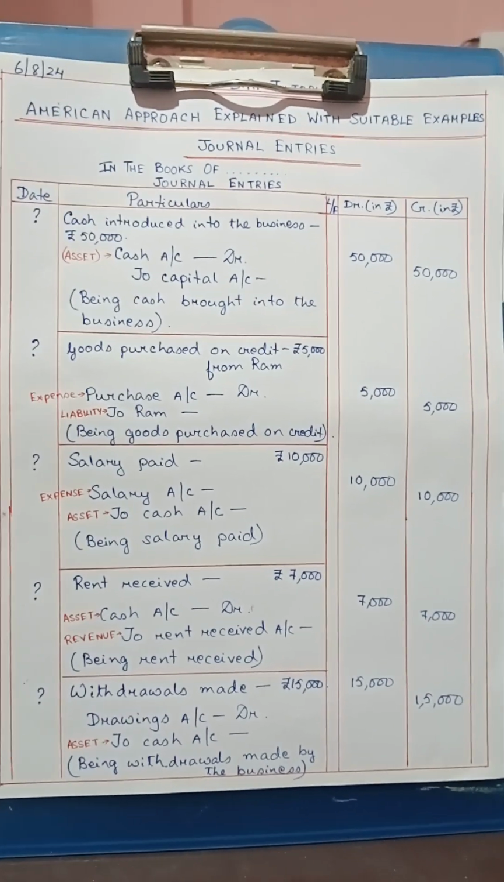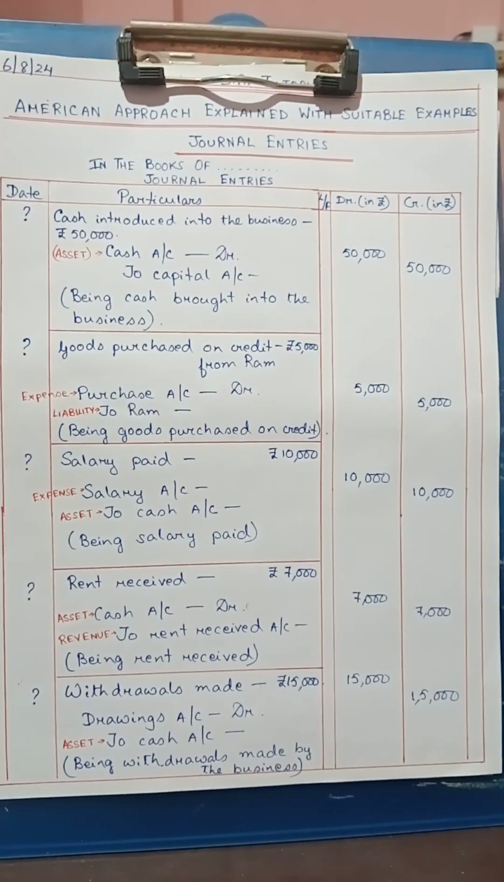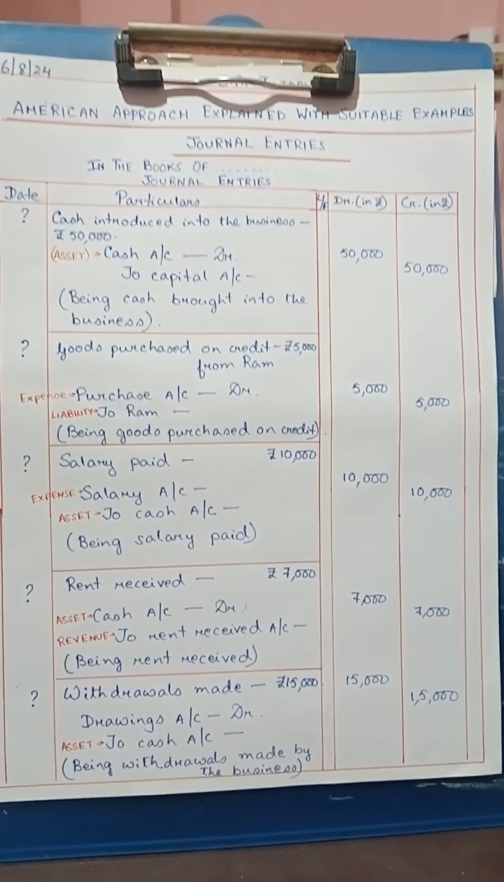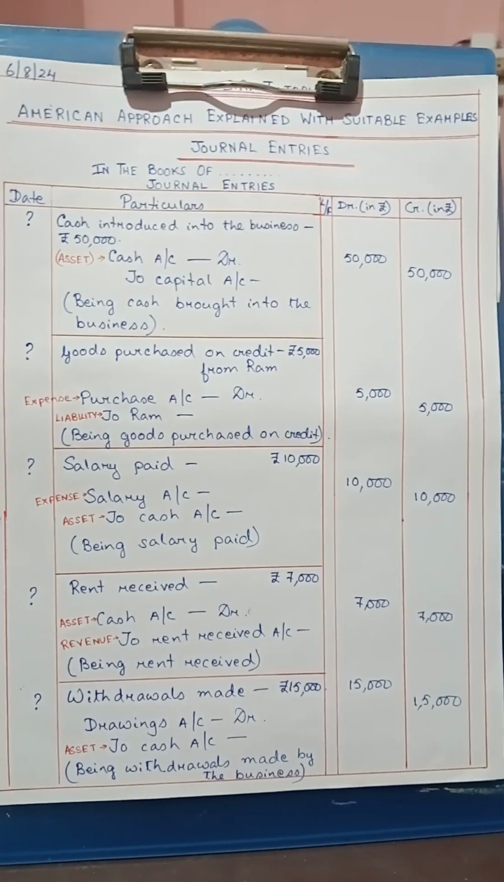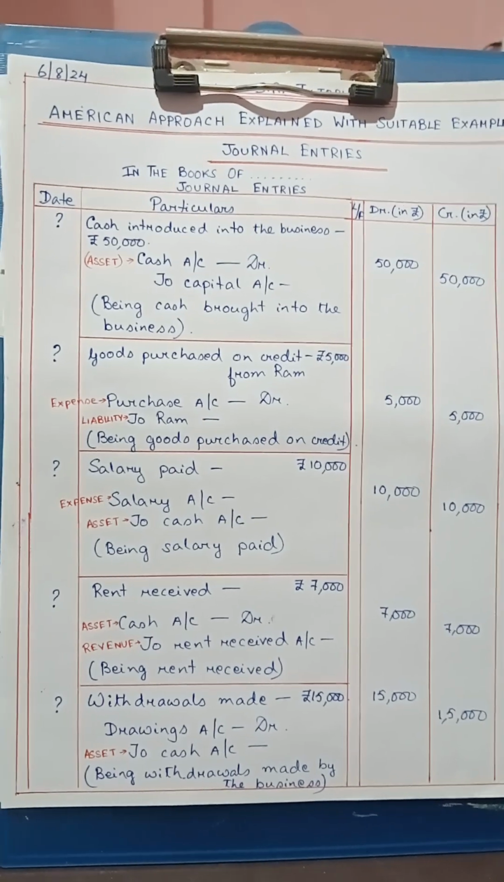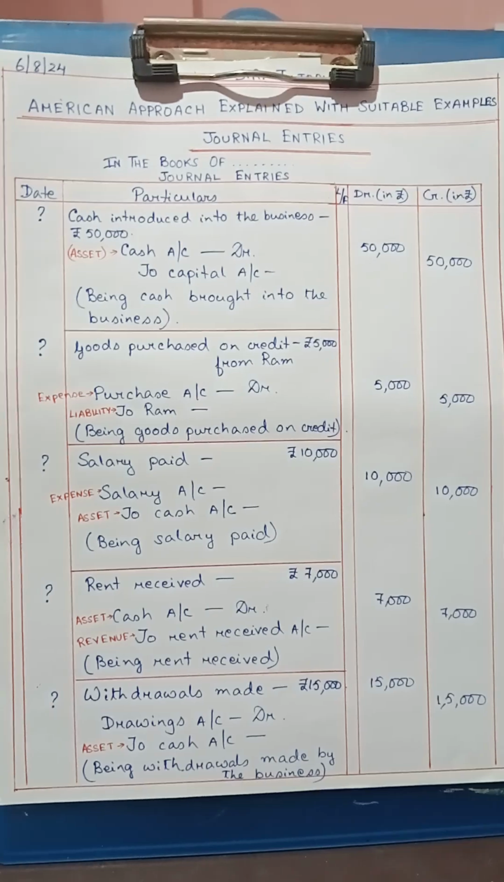Today I'm going to discuss the American approach with suitable examples. So what was the American approach? There were 5 heads of account. Number one, it is asset, then liability, then expenses, then revenue, and the last one is drawings.